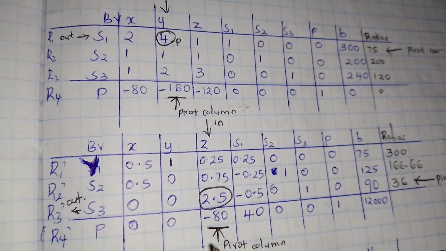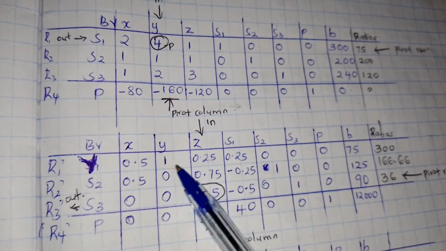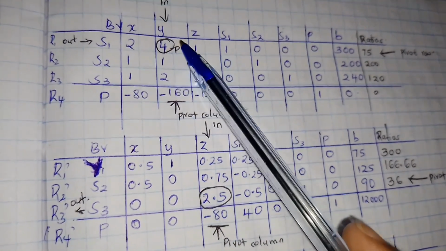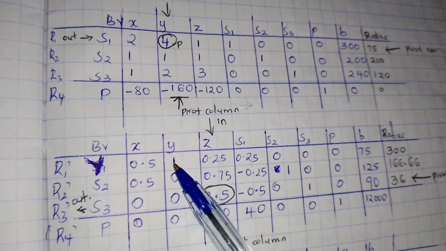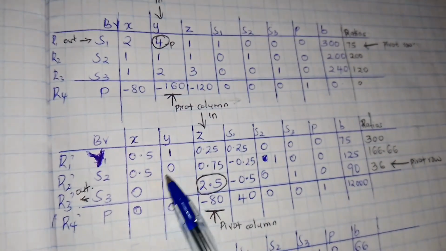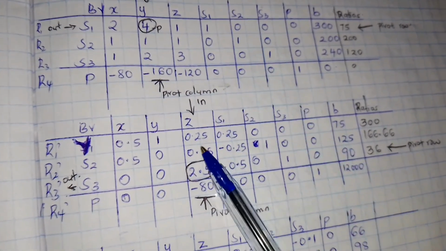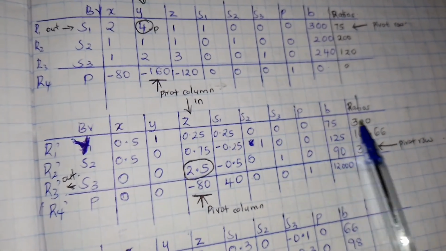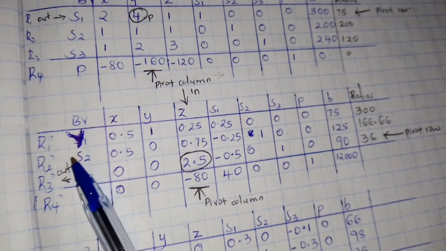Okay? This means, for example, that we are changing this one to become 1, the pivot. So it is 4 divided by 4, you get 1. So you have to divide all through by 4. So 2 divided by 4, you get 0.5. 1 divided by 4, 0.25. You divide it all through and you get the first row, row 1 prime.